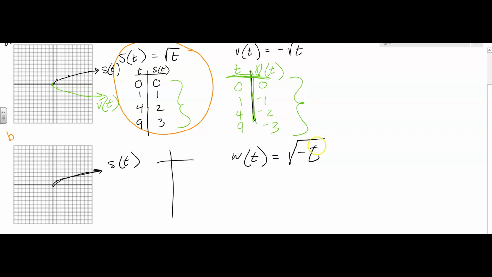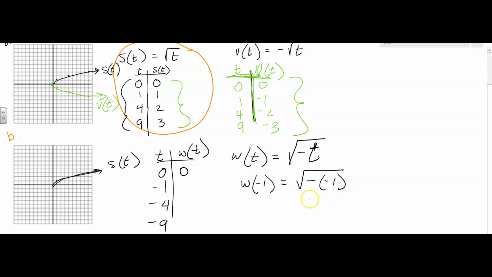Now, this is interesting because you can't put a negative number in. You can't take the square root of a negative number. So what we have to do is put in the opposite of the original t's that we put in. Now the opposite of 0 is still 0, so this is going to be my t. The opposite of 1 is going to be -1, then I'm going to have a -4 and a -9. My w of t, and we can write these out if you want to see it. So if you put in 0, you're still going to get 0. But if you do w of -1, that's going to look like the square root of the opposite of -1, which is going to be the square root of 1, which is going to be 1.